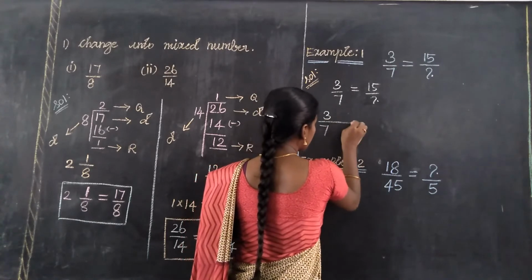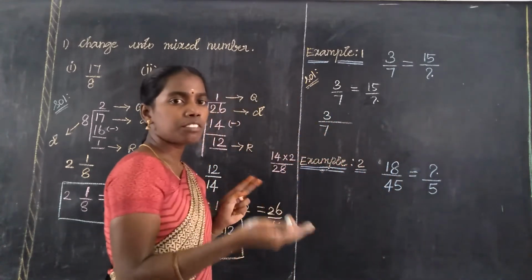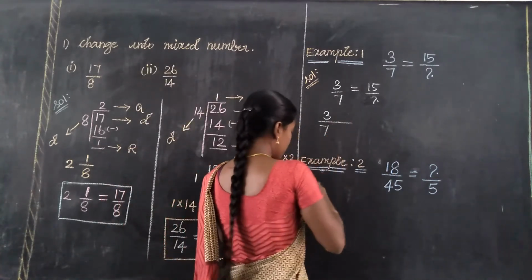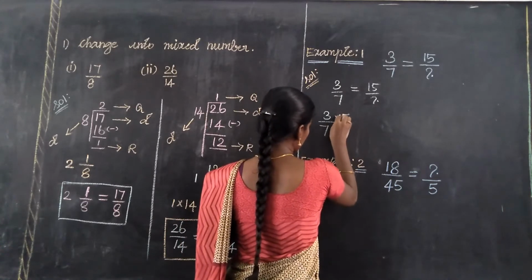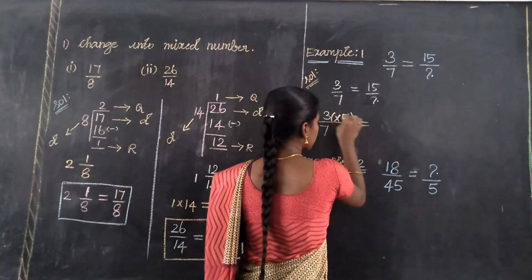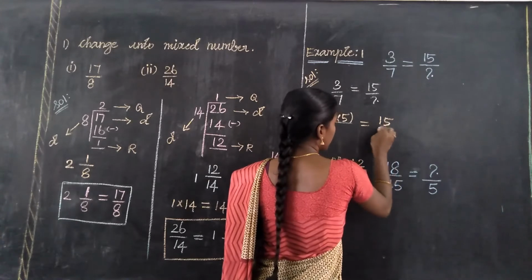Then the 3 table, nearly 5 times, that is 3 fives are 15, which is equal to the RHS value. So how many times? 5 times. So you find out this into 5, which is equal to 3 fives are 15. So we already found one value, that is 15 divided by something.